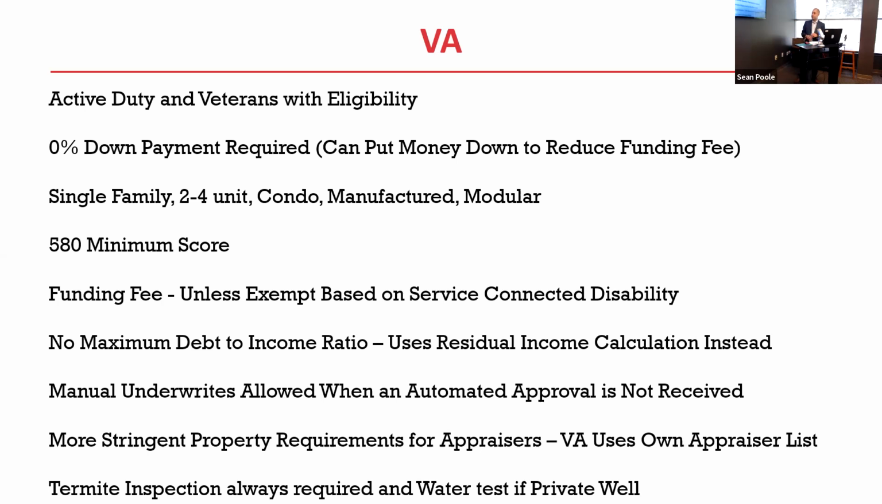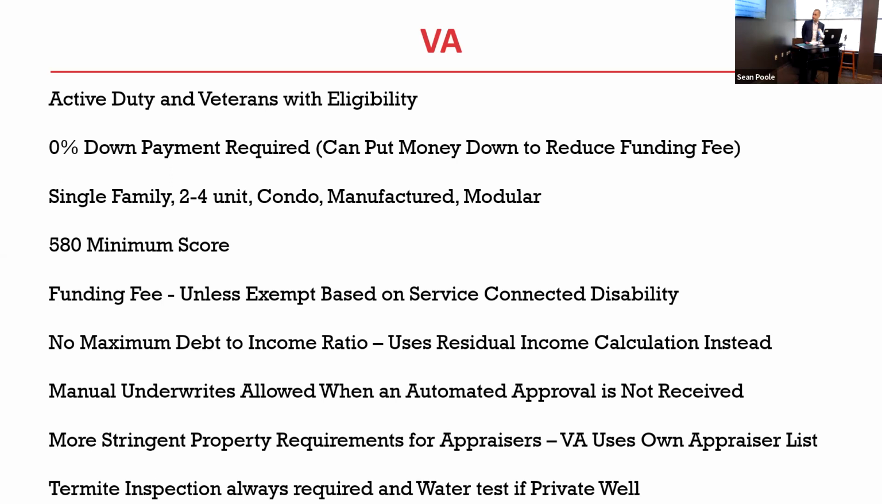They go down to a 580 credit score as well. Again, the funding fee can be exempt if they have a service-related disability. They're usually getting some type of disability payment from the VA, or they already know that they have that service-connected disability.